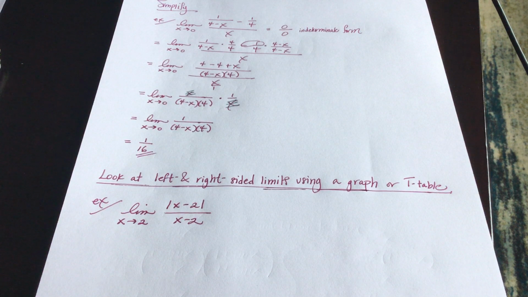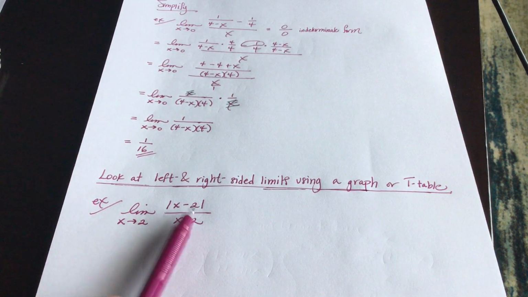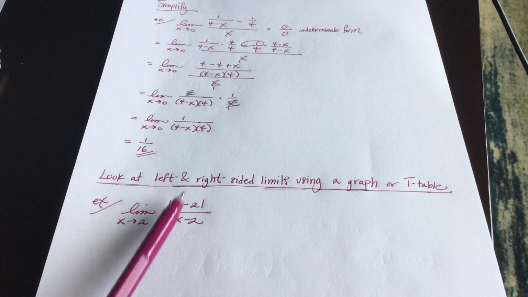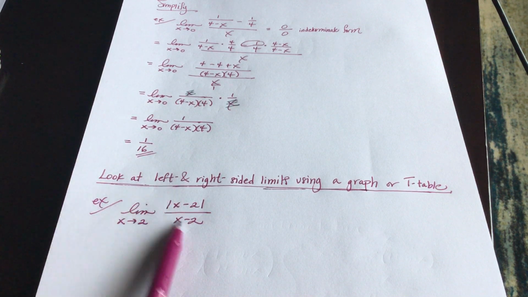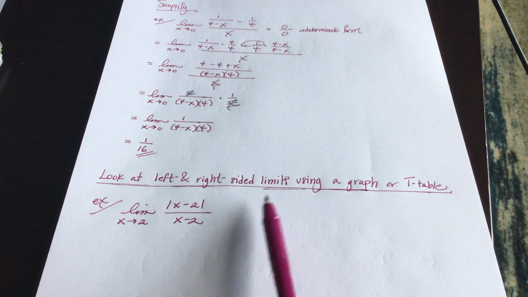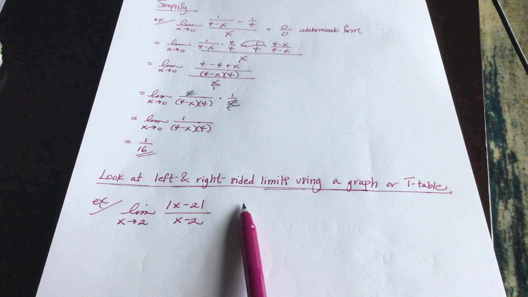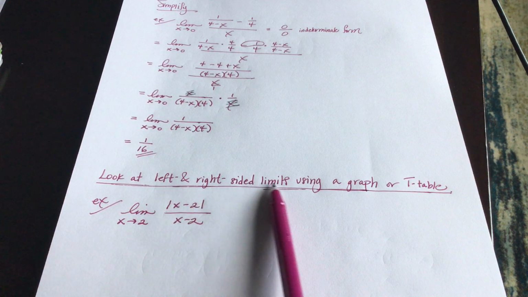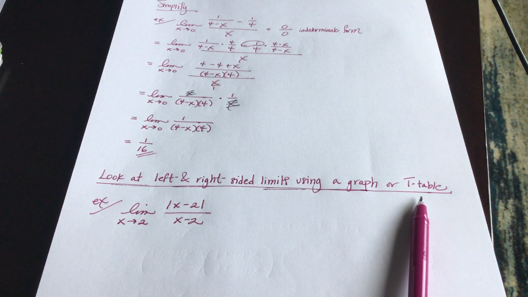A lot of people want to cancel those x minus 2's. I do too. The sound effects are calling. But the absolute value marks make it so that you can't. The absolute value marks would make the top positive even if the expression on the bottom was negative, so you can't always cancel that out. So the methods that I mentioned in notes today don't apply. Instead you're left with looking at left and right-sided limits using a graph or a t-table.